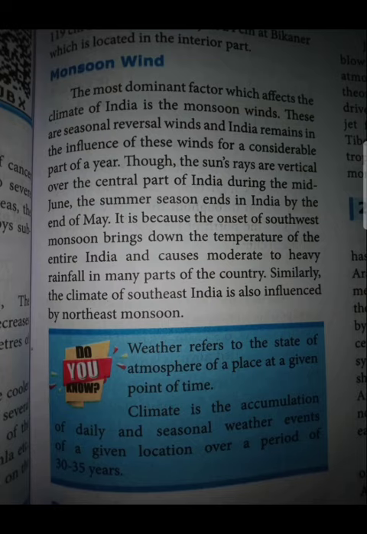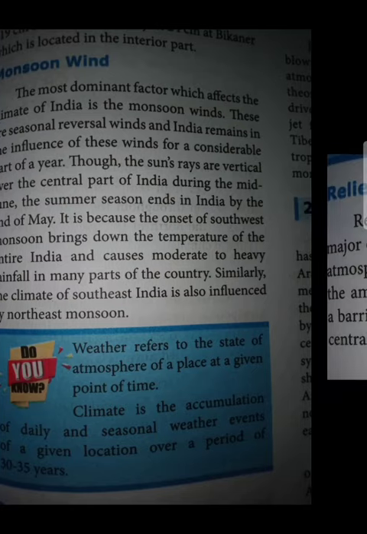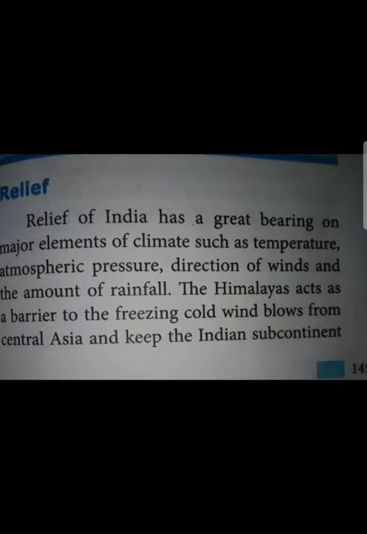We move on to the relief. Relief of India has a great bearing on the major elements of the climate, such as temperature and especially the winds. The Central Asian winds on the side of Tibet and Nepal go on. That's why we say the Himalayas is a great wall of India.